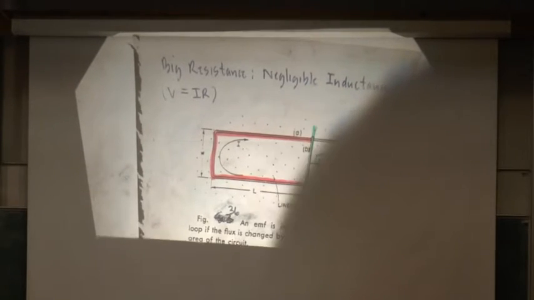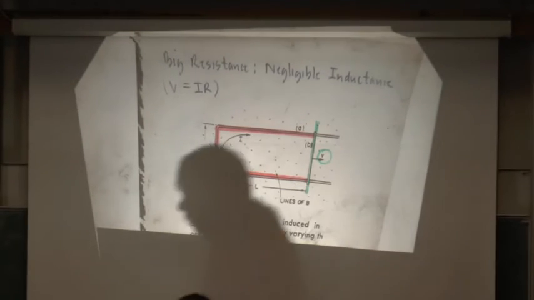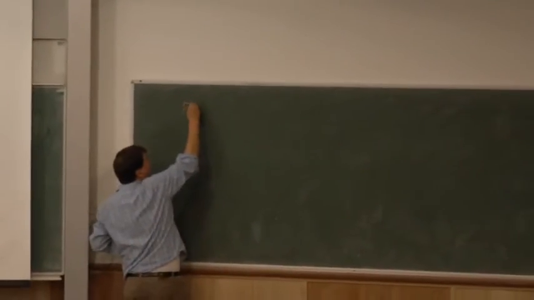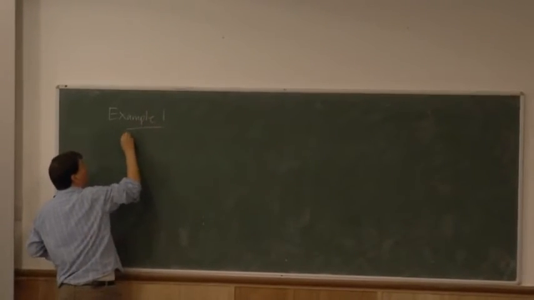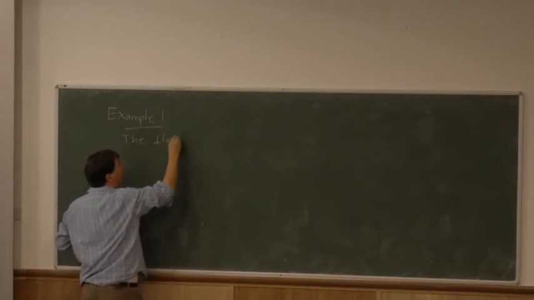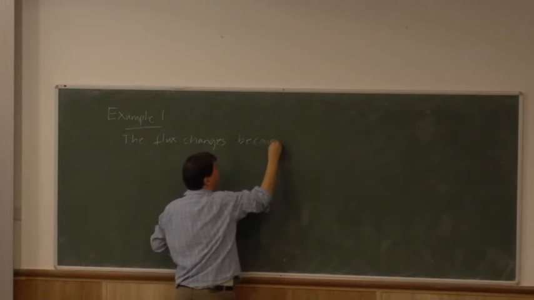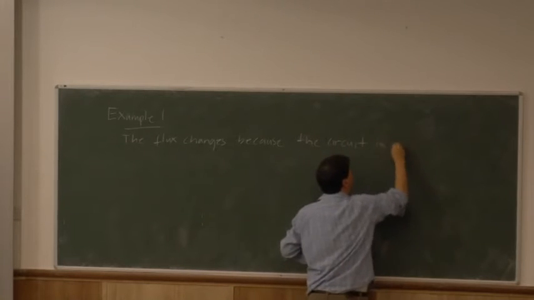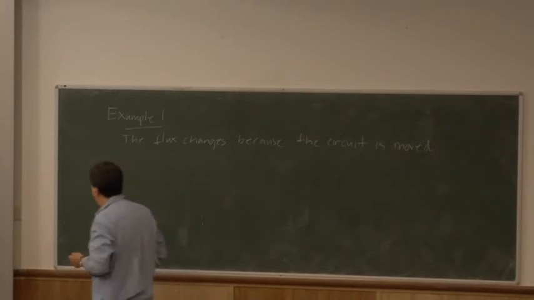Now again, the point of this geometry, if there's any chalk, oh yes, a little stubby bit left over. So example 1, we're going to consider 3 examples today. Example 1, let's say the flux changes because the circuit is moved. In this case, perhaps part of the circuit is moved.